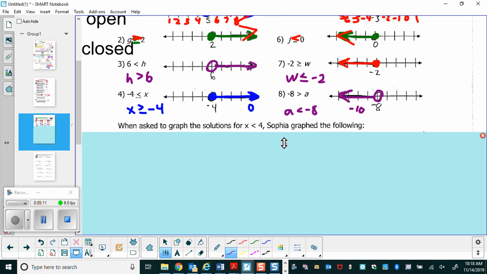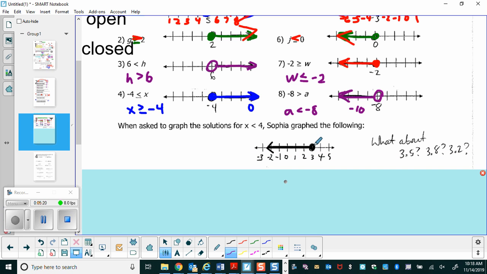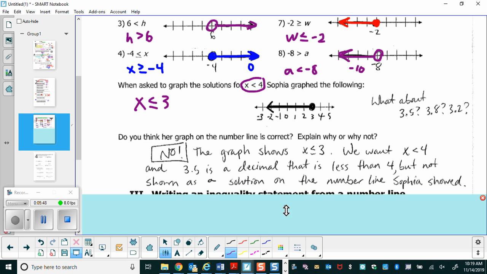Now for this next part, when asked to graph the solutions for x is less than 4, take a look at what Sophie put on her number line. She started at 3 and went with, I'm going to graph then, if it can't be 4 and it's supposed to be less than, let me just say, okay, it'll be 3 and it could equal the 3 and be everything less. But what about, for example, 3.5 or 3.8 or 3.2? What about our decimals? Now, these decimals are all less than 4, but they're not included on this number line solution. So no, we do not think that this graph is correct.